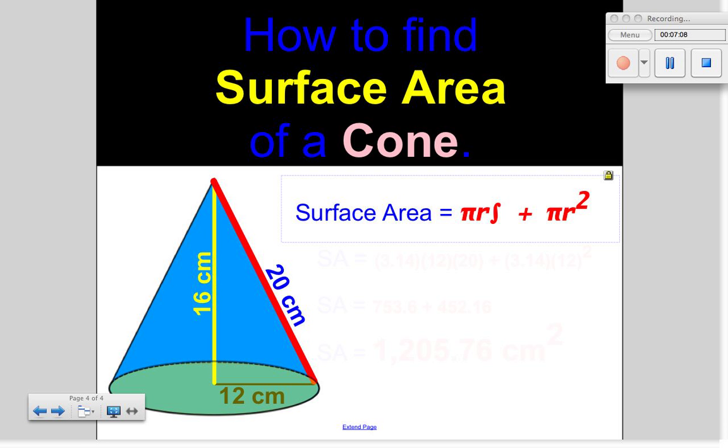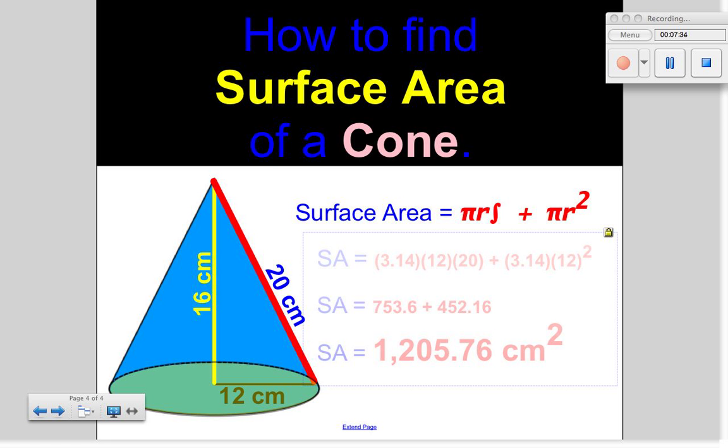In case you were wondering, the pi times the radius times the funky little slant height gives us the area of the cone portion, and the pi times the radius squared gives us the area of the circle. This circle right here. So this circle is this portion, and the area of the whole cone, this whole portion here, is that portion there. When we add those two together, we get the total surface area of the entire cone.